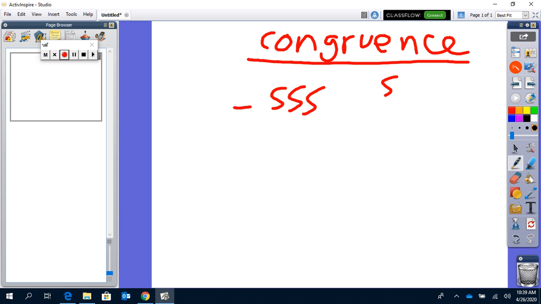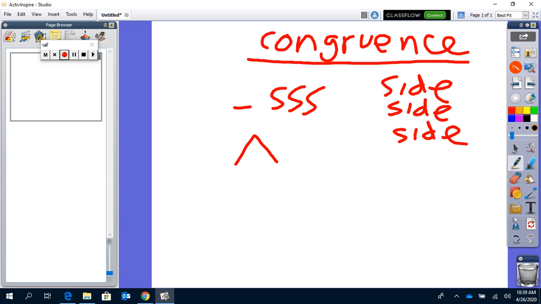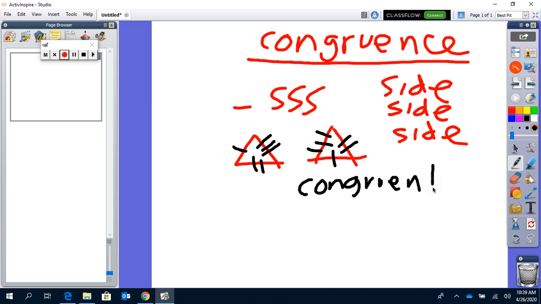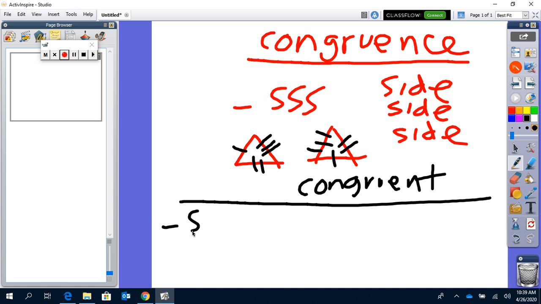SSS, side, side, side. So that is where we know that in the two triangles, we know three sides are the same length. So for example, we might have this. And there we have corresponding sides, they are the same length. So three the same length, so they are congruent. So that's SSS.